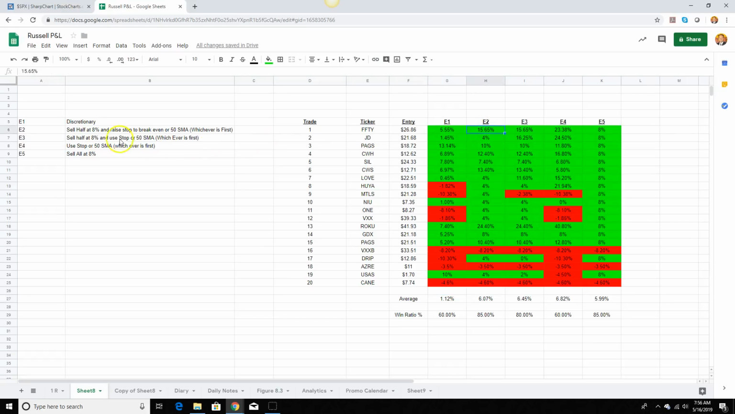If I had done E2, I would have averaged 6.07% per trade. That's significantly better. So just taking the human element out of trading had amazing results. E3 is a little better than E2, and I always think E3 in the long term is going to do slightly better than E2.